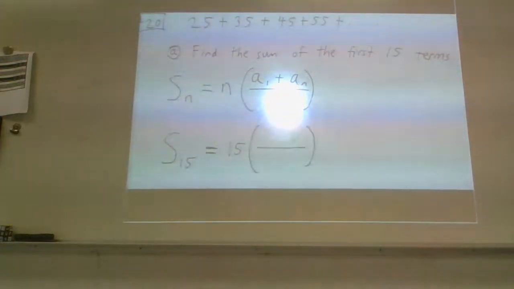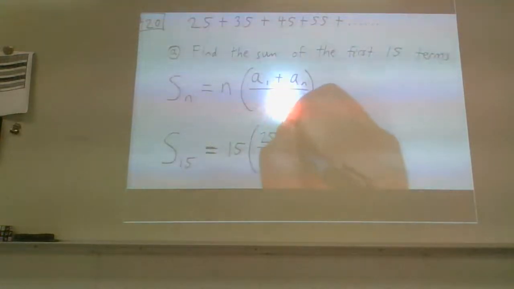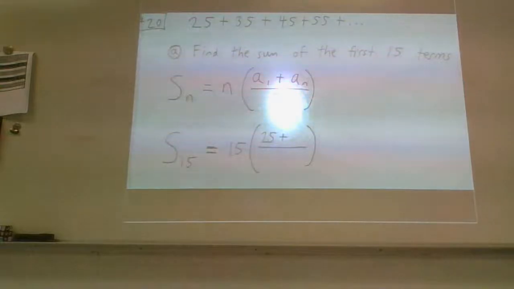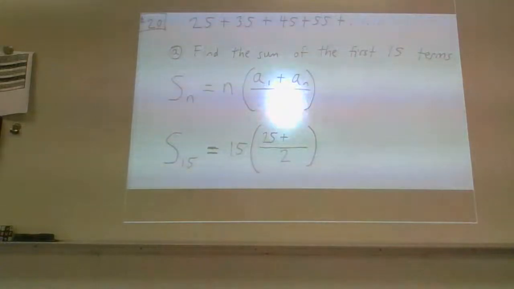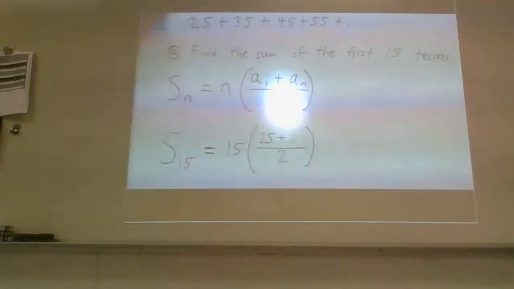On the top of that fraction, they say a sub 1 plus a sub n. Well, I know what a sub 1 is. A sub 1 is 25. Ooh, what is a sub n? I'm going to put a 2 on the bottom. There we go. That 2 always goes there. A sub n, in this case, should be equal to the 15th term. Now, I did that on the calculator. I know what the calculator says the 15th term is because I did it by brute force.